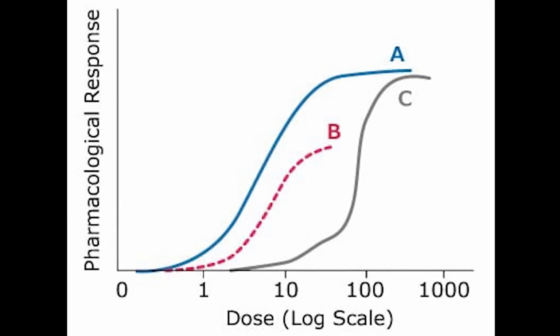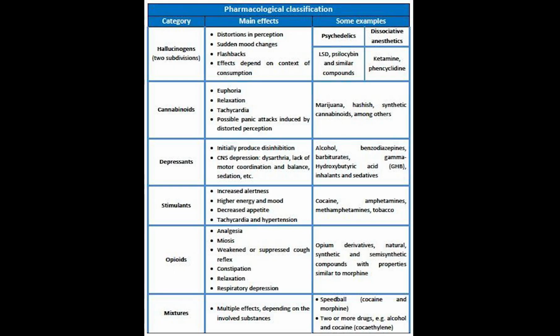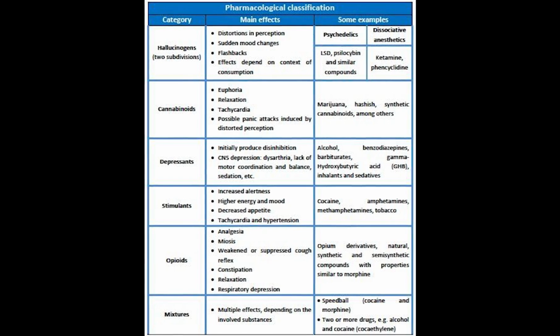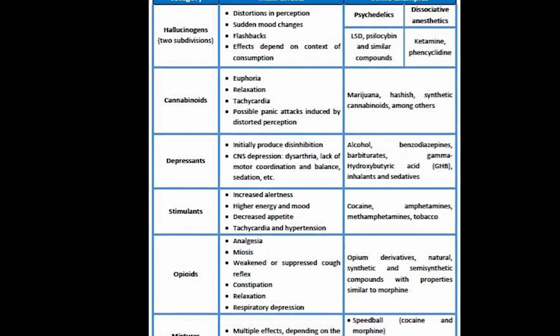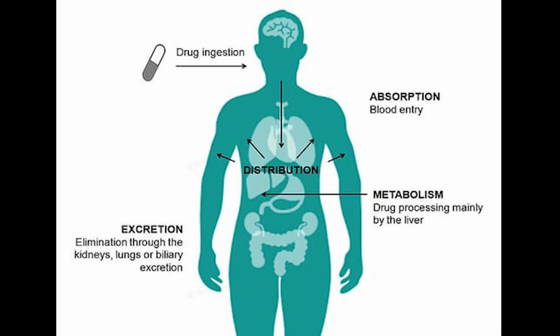Now, let's slowly distinguish side effects from more severe adverse reactions. A side effect is a known, often expected, secondary effect of a drug. For example, some antihistamines can cause drowsiness. Some antibiotics may lead to mild digestive upset. These effects are not necessarily dangerous, but they can still affect quality of life.